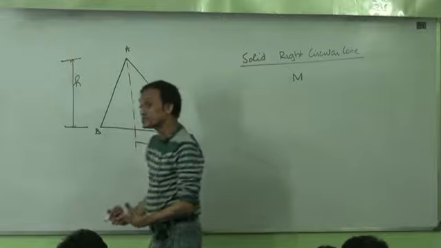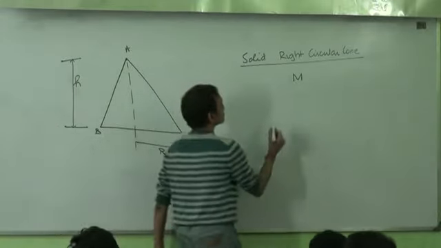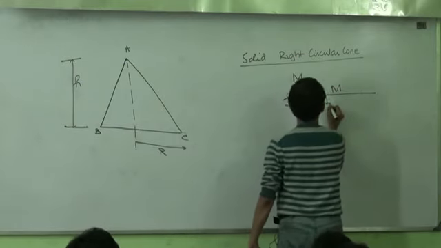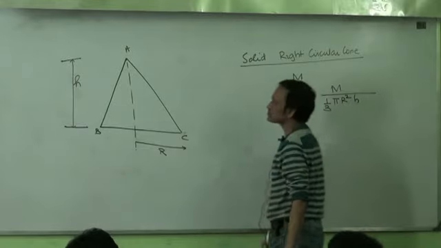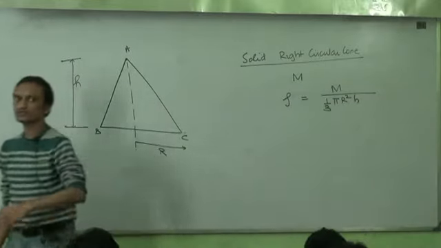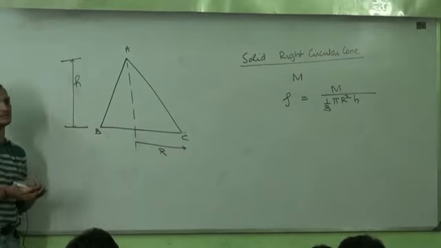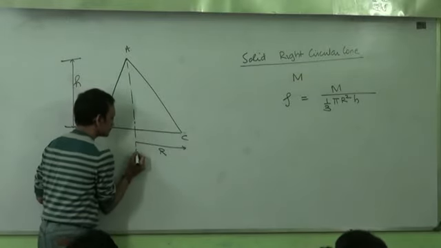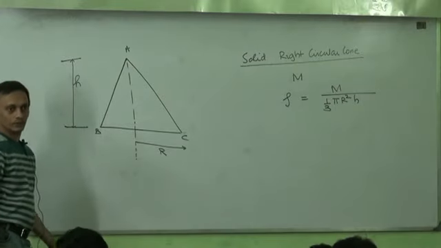So there is a volume density associated with it. Mass per unit volume. Rho then is M by 1/3 pi R square h. That's the mass per unit volume. Right?